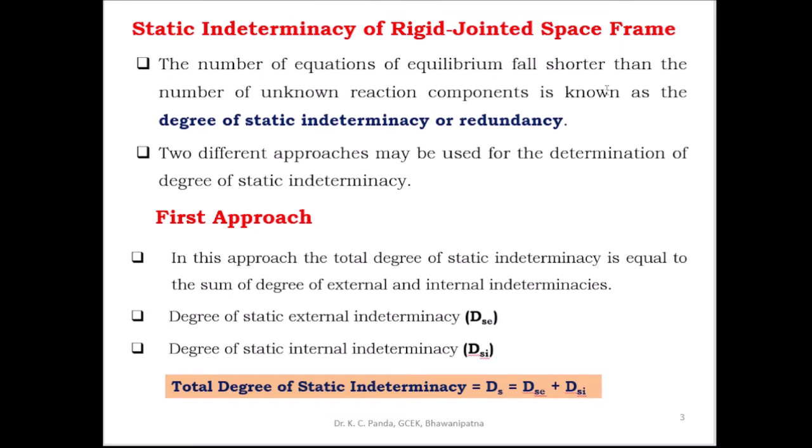Hence, additional equations are required based on the compatibility of deformation for the determination of all the unknowns. The number of these additional equations necessary for the solution of the problem is known as the degree of static indeterminacy or degree of redundancy of the structure. Or, the number by which the equations of equilibrium fall short of the number of unknown reaction components is known as the degree of static indeterminacy or degree of redundancy.